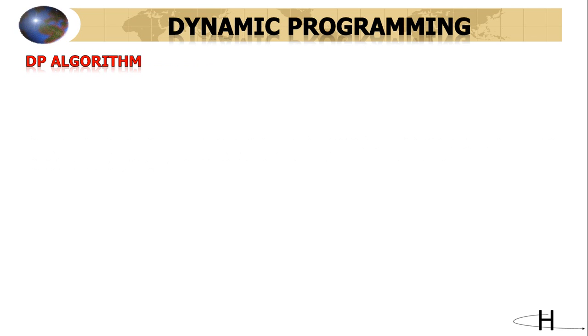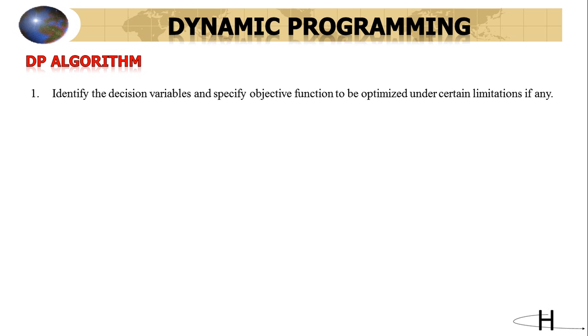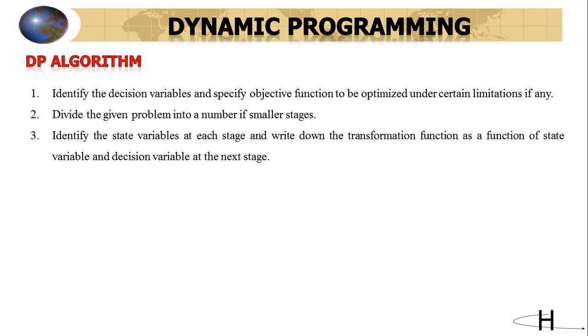Now we will see the dynamic programming algorithm. What are the various steps by following which the dynamic programming problem is solved? The first step is to identify the decision variables and specify the objective function to be optimized under certain limitations, if any. Step 2, divide the given problem into a number of stages. Step 3, identify the state variables at each stage and write down the transformation function as a function of the state variable and a decision variable at the next stage.